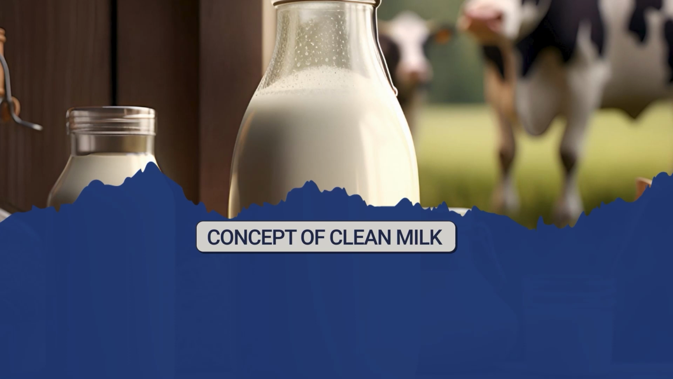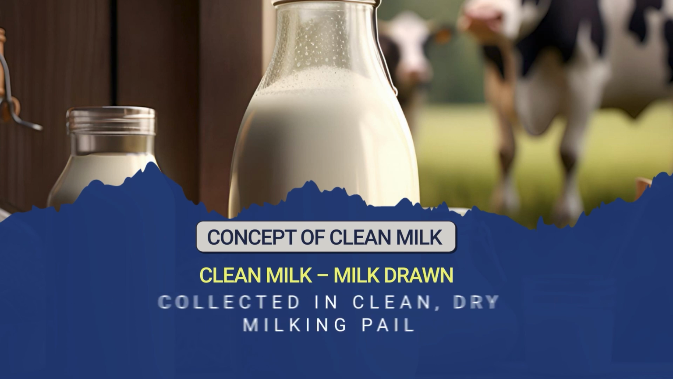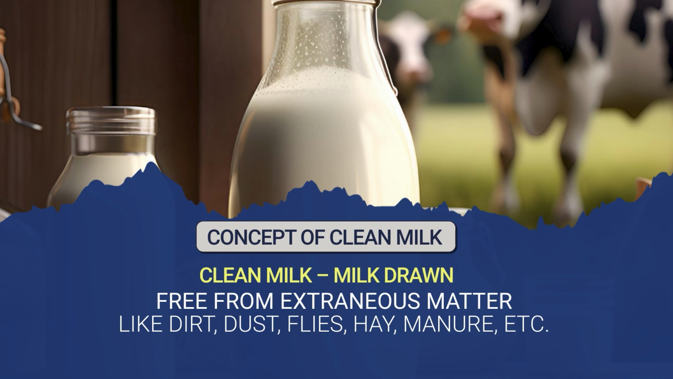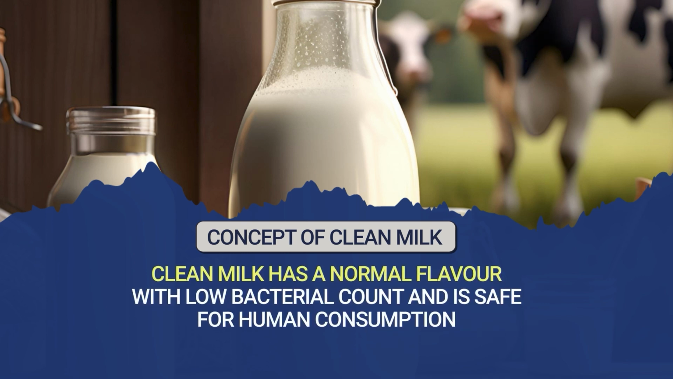Now, how to have good quality milk? The first aspect is clean milk production. Now, what is clean milk? Clean milk means the milk is drawn from healthy animals, collected in a clean dry milking pail, and is free from external matter like dirt, dust, flies, hay and manure. It has a normal flavor with a low bacterial count and is safe for human consumption.